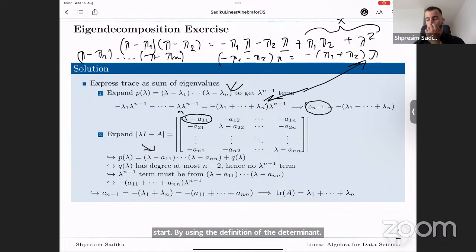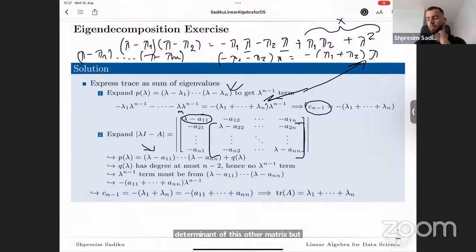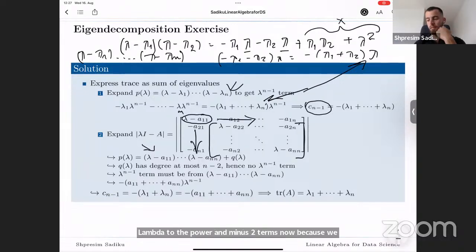Let's say starting from this element, this would be this term, lambda minus a11, times the determinant of this other matrix. But note that in this matrix, we only have lambda to the power n minus 2 terms now, because we have removed one row here and one column here. And when they are multiplied by one more lambda, this would be the only polynomial that could have a lambda to the power n minus 1 term.